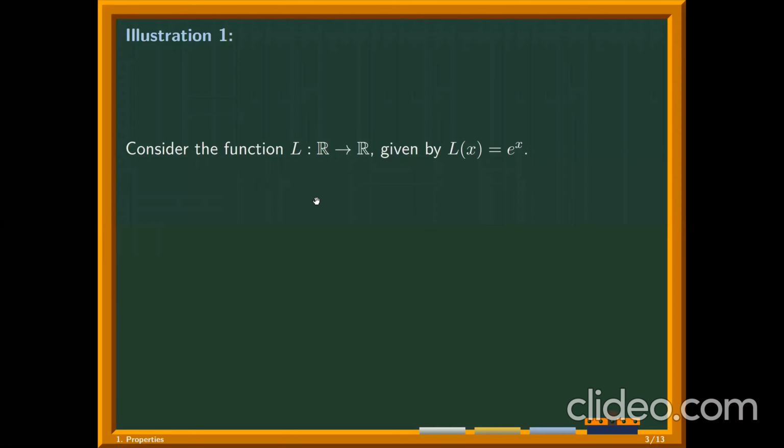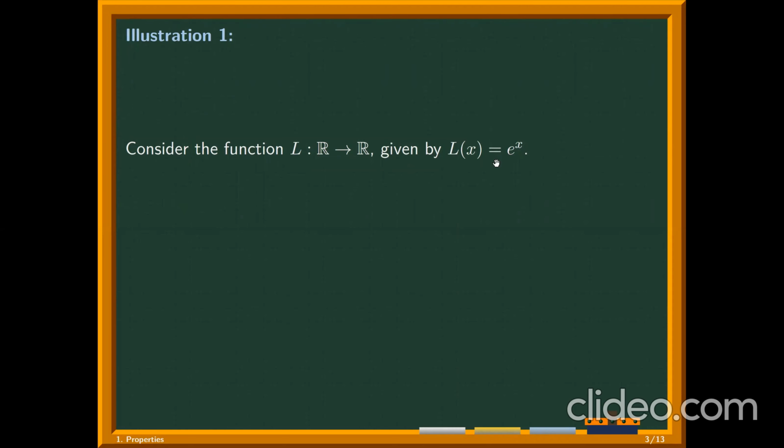To illustrate, consider the function L from R to itself given by the exponential function. This is different from the example in the last video. In the last video, our codomain was R plus, the set of all positive real numbers. Here our codomain is equal to the domain. So actually, this is not a linear transformation.